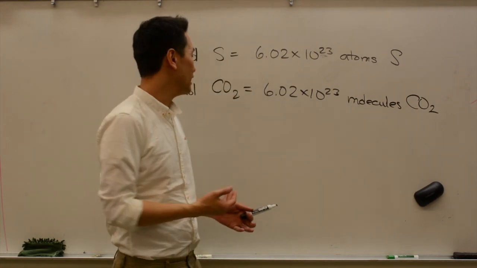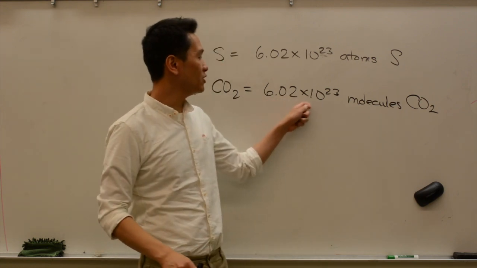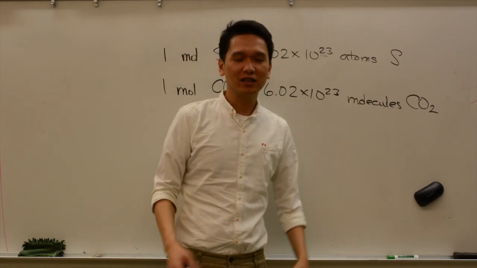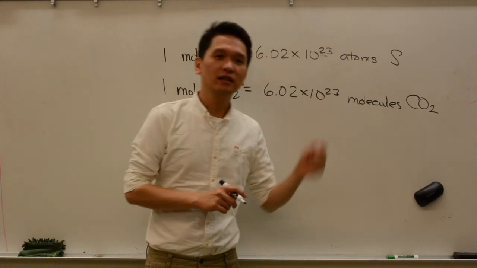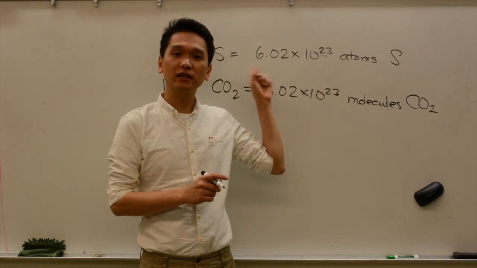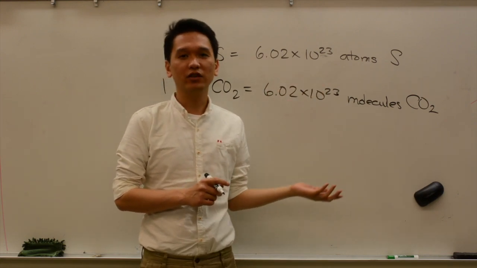So for example, if I say I have a mole of students, then that means I have 6.02 times 10 to the 23rd students. So it's such a very, very, very large number. And so what do you recognize here? That this is an equality, right? So if this is an equality, then we can use it as a conversion factor.